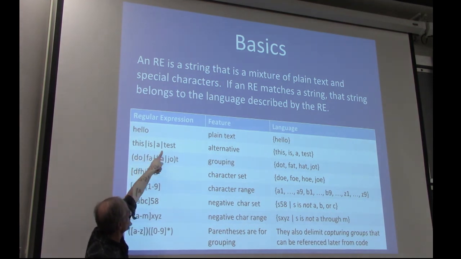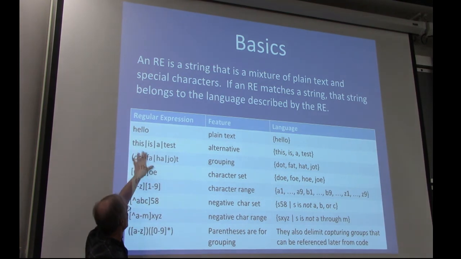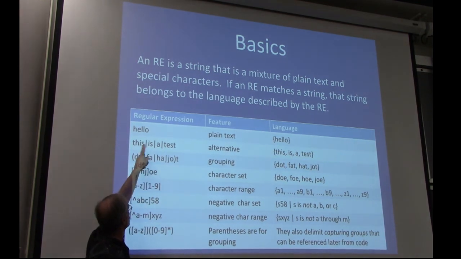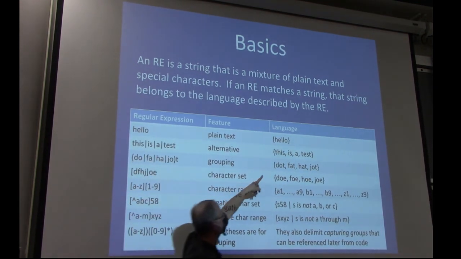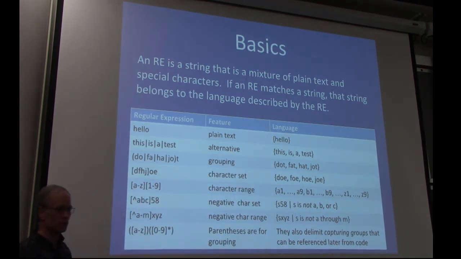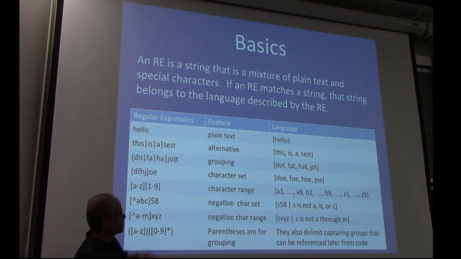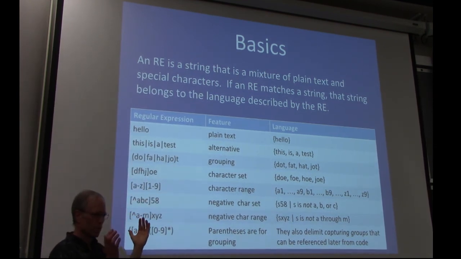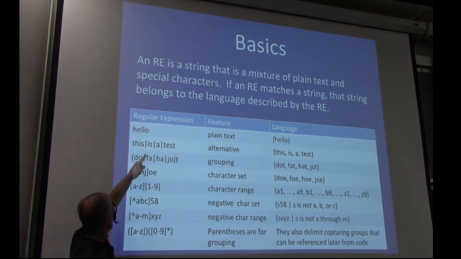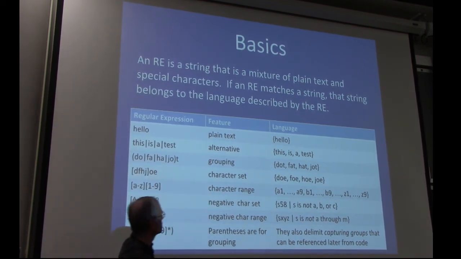Okay? Vertical bar is a special character that means alternative. So this says a string will match this pattern if the string is this or this or test. So these are the 4 things that match that regular expression. So now you know, vertical bar means something special. Here, same deal is going on, but the parentheses are special characters that are used to group. So this says that any string will match this if it begins with DO or FA or HA or JO and ends in T. So it matches those 4 strings.